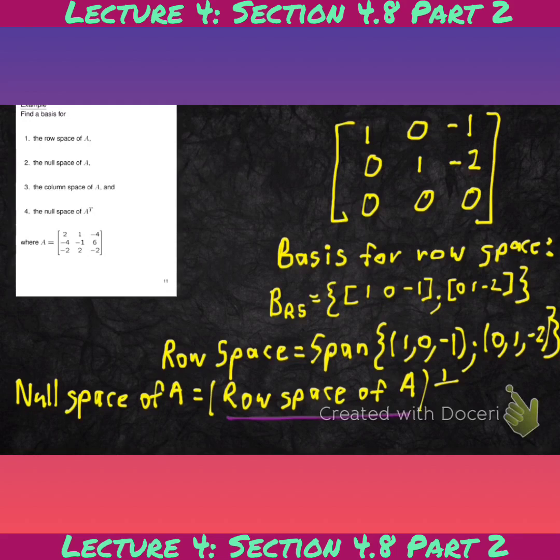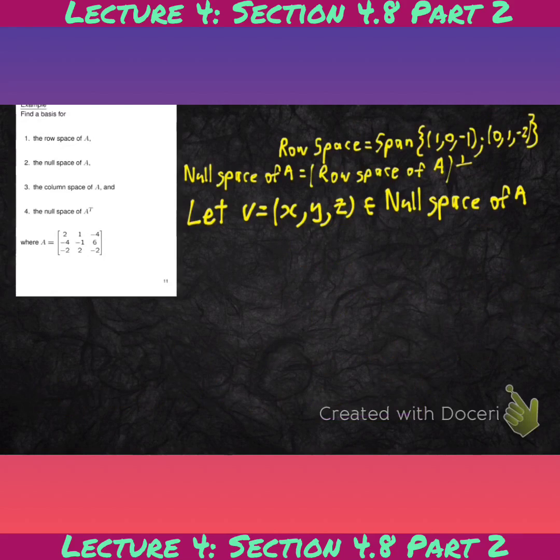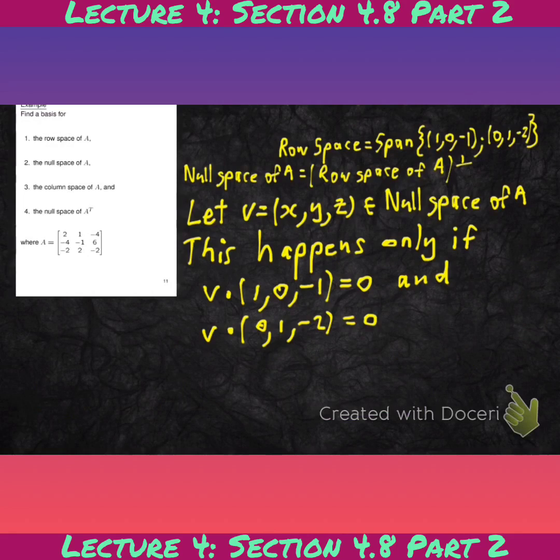It's in the orthogonal complement only if it is orthogonal to every vector in the basis for the row space of A. So it has to be orthogonal to all the vectors in the basis. Let's take a vector v to be in the orthogonal complement of the row space of A, in other words, the null space of A. This happens only when the vector v is orthogonal to both the vectors in the spanning set.